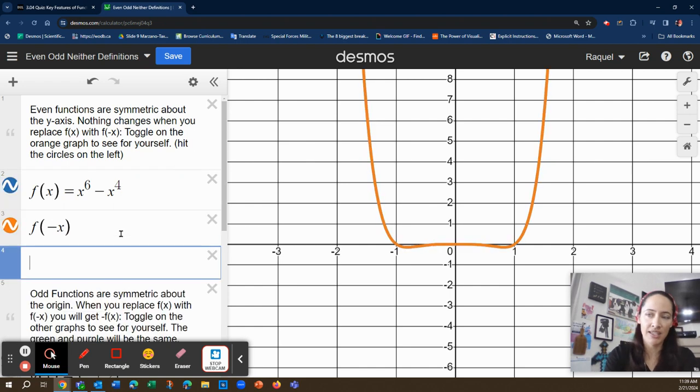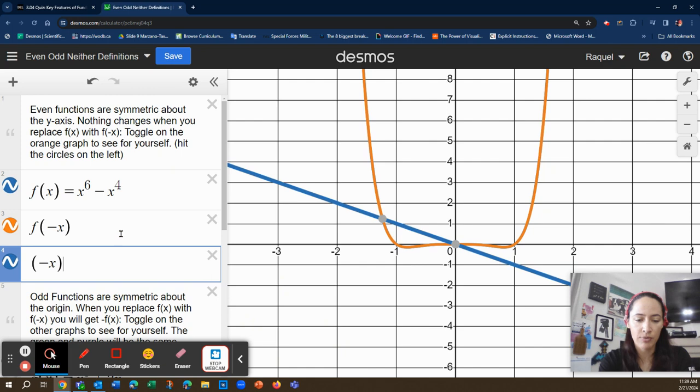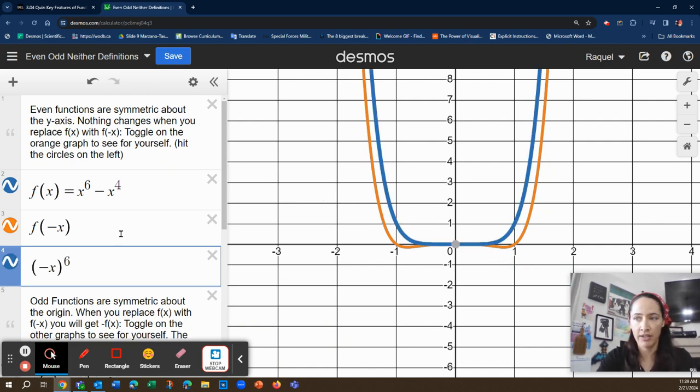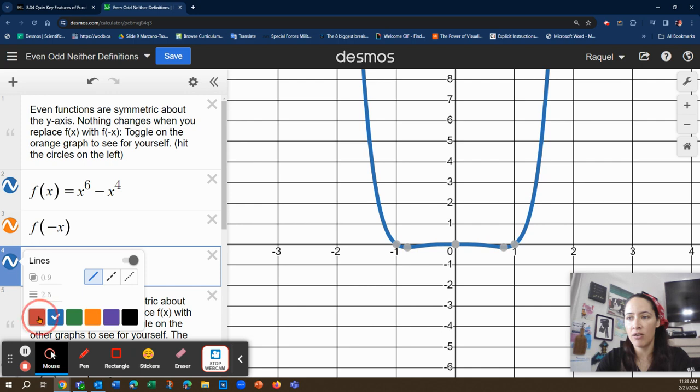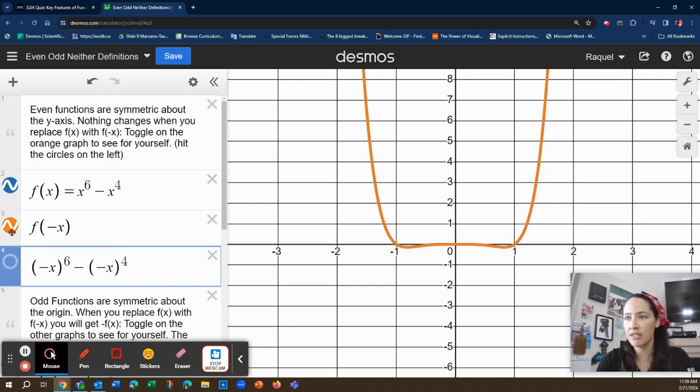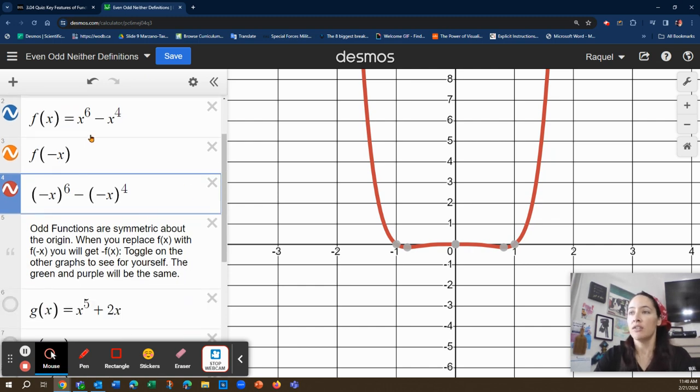And just since I have you in this video, that's like if we did f of, no, let me just type it. So over there, see we just put a -6 parentheses to the 6th power minus parentheses -x to the 4th power. Look how that's exactly the same as all of them, right? Same as the orange, same as the blue. They're the same. That's what that means when we substitute in -x. Okay, and that's an even function. They'll be exactly the same for all of them. So that one's even.